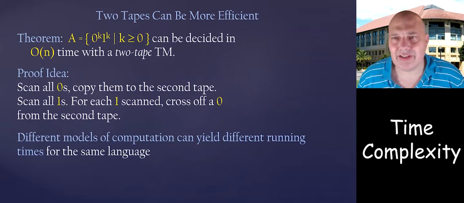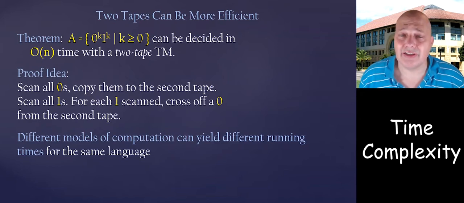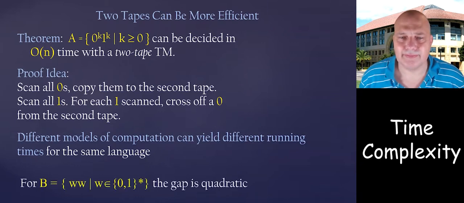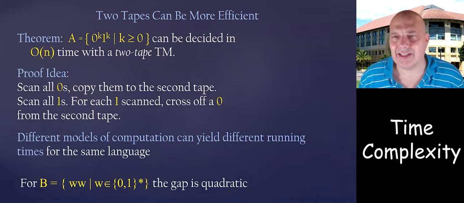So this also tells us that different models of computation can yield different running times. So an amazingly strong Church-Turing thesis is not correct. Different models don't imply exactly the same time, but hopefully they don't make a huge difference. So n log n versus n is the example we saw.